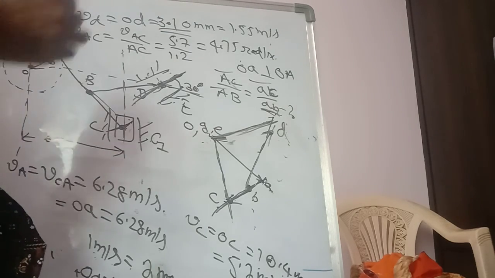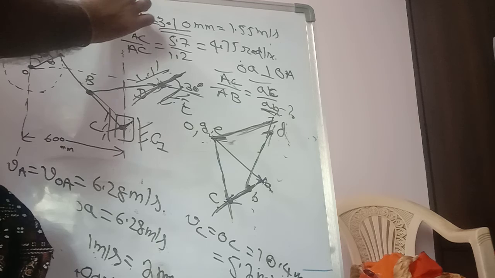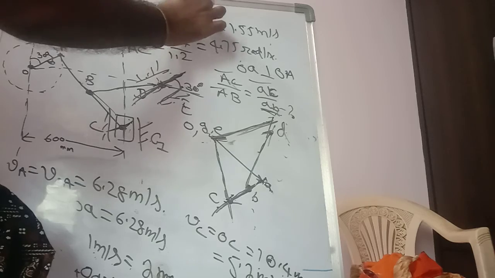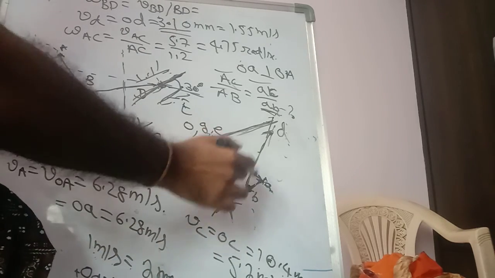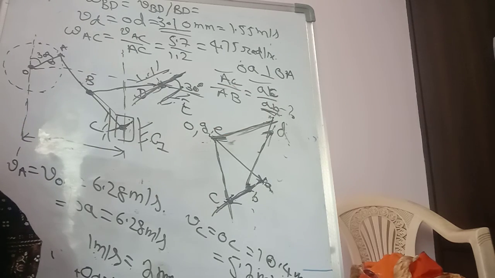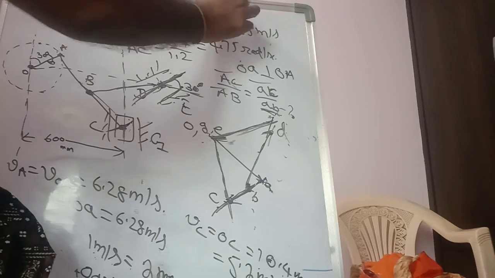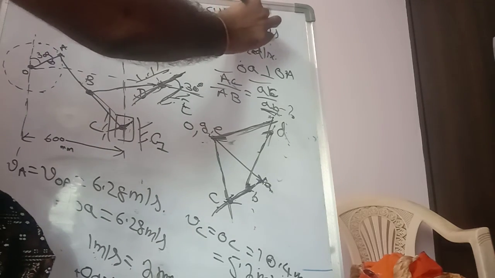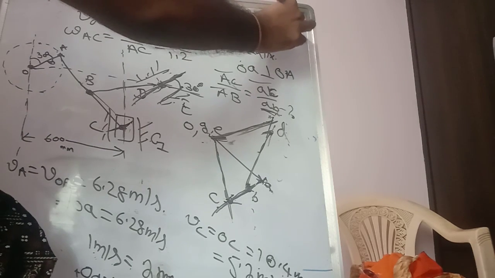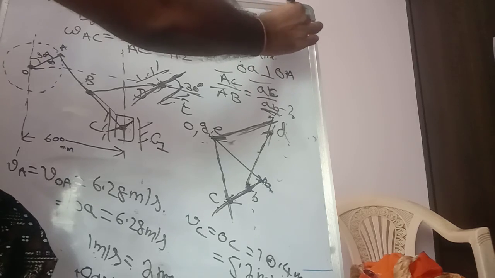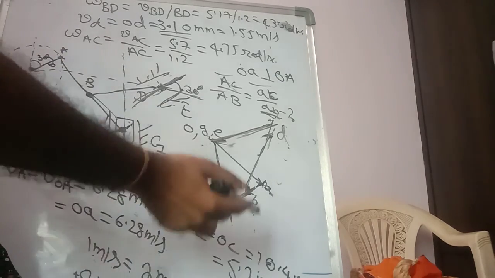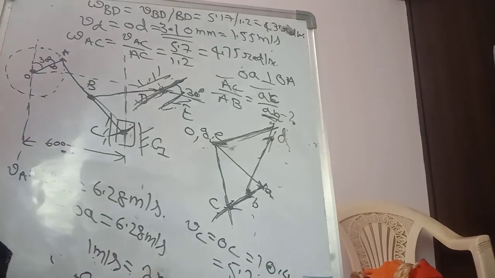Similarly, we have to find out the omega BD, the angular velocity of BD. What is the formula? VBD by BD. What is the meaning of VBD? We have to measure the length of bd and convert it into meters per second, which is 5.17, divided by the BD length, again 1.2, which is equal to 4.3 radians per second. So like that we have to draw first the space diagram, then the velocity diagram. Okay. Thank you.